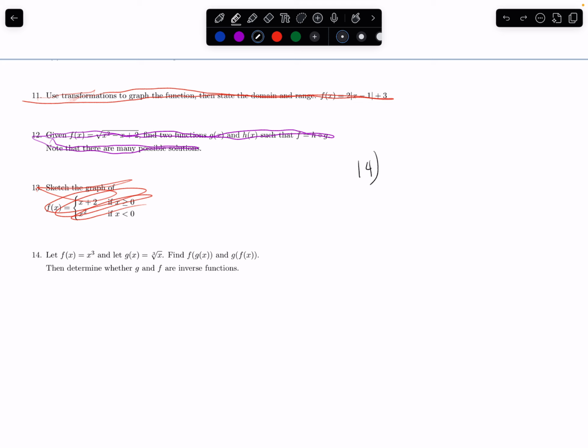Now let's find f of g of x, and g of f of x. Starting with f of g of x. What is that? That's f of, what is g of x? The cube root of x, right? Now what does f do to that? It cubes it. So I've got the cube root of x, but cubed, which is, of course, just x. So that's good. Okay, that's looking good.